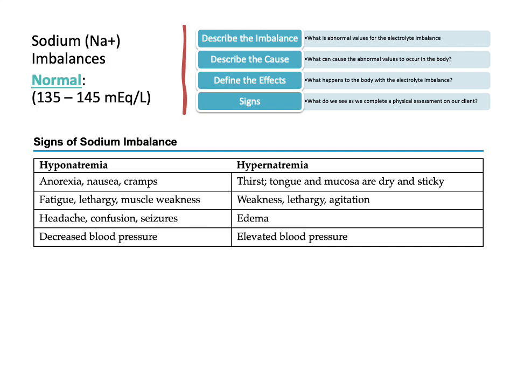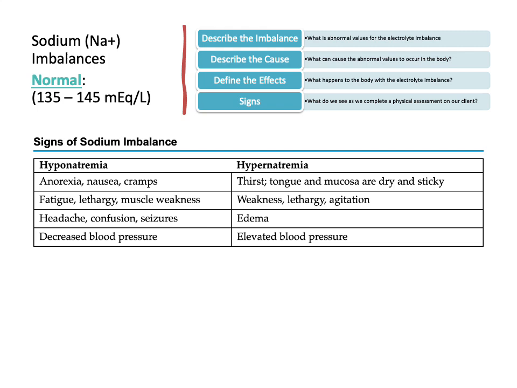And our normal sodium values range between 135 to 145 milliequivalents per liter. It's important to note that this is what our textbook has defined our values as, and this is what we'll use for testing purposes. However, these values can change based on the facility that you go to. So just make sure you check the parameters before you consider interventions for hypernatremia, hyponatremia, so on and so forth.